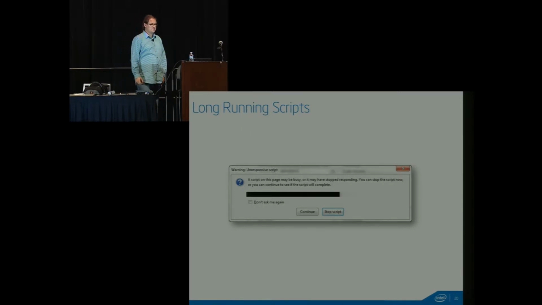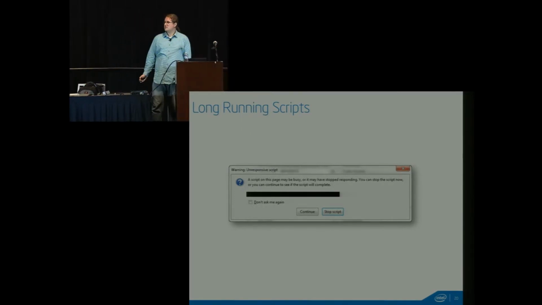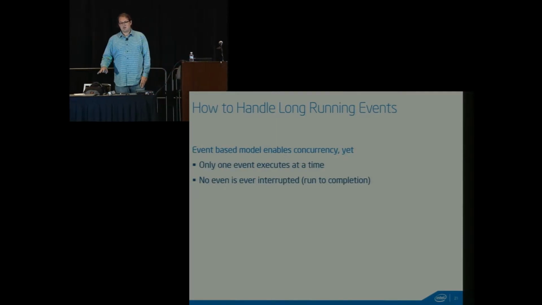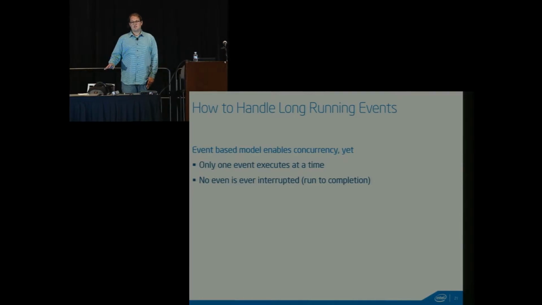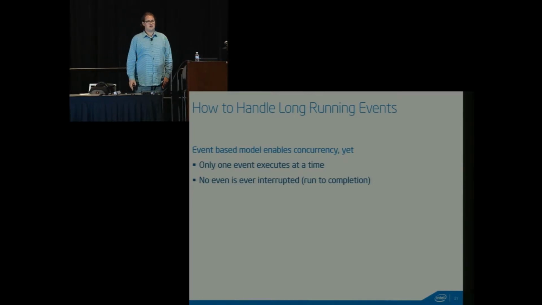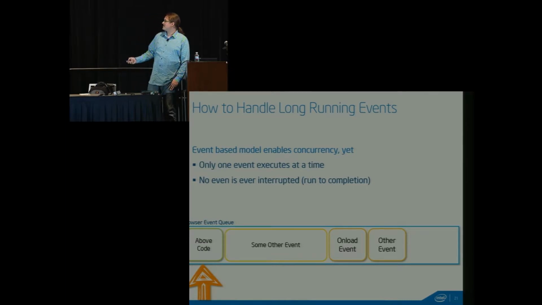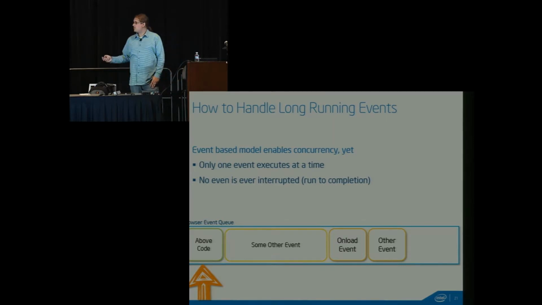So what do you do about this? How do you handle long-running scripts? So the underlying problem is only one event executes at a time, and no event is ever interrupted. So how do we solve this? What do we do about it? This is your scenario in the graphical way. You have your first event, and then you have this super long event, and then all the other events queue up behind it. How do we break this long event such that the events behind it can actually be processed, and the browser as a whole can make progress?